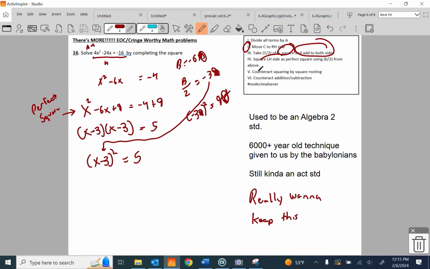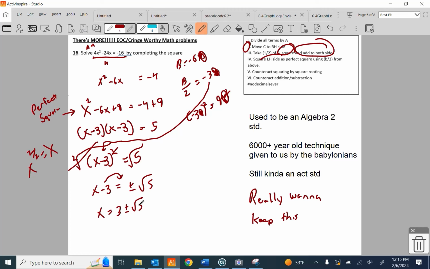What's it say? Counteracts squaring by square rooting. So I take the square root of both sides. I include the plus or minus symbol. I have no idea what the root of 5 is, and I don't care what it is. The square and the square root knock each other out, because remember there's that understood 2. Think about x to the 2 over 2 is just x. That kind of funky notation. And there's an equal to symbol, and I move my 3 over. And x is 3 plus or minus root 5.